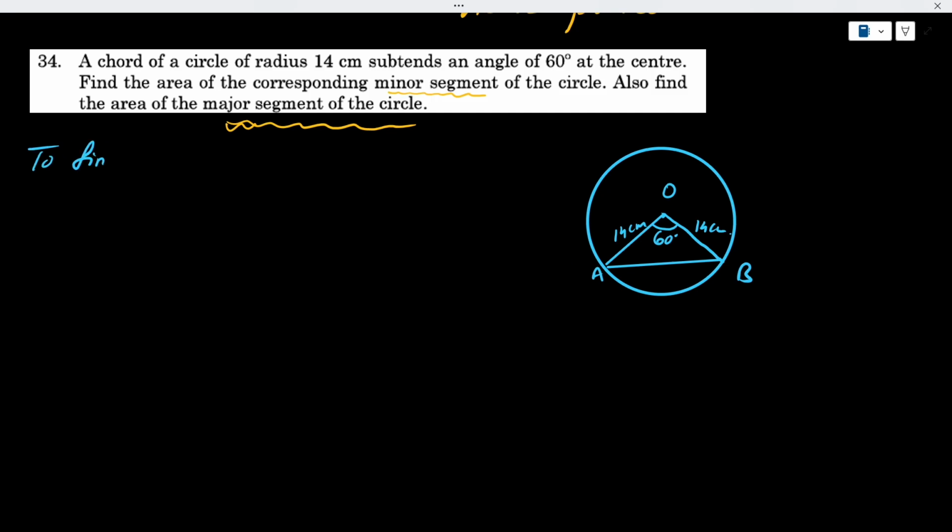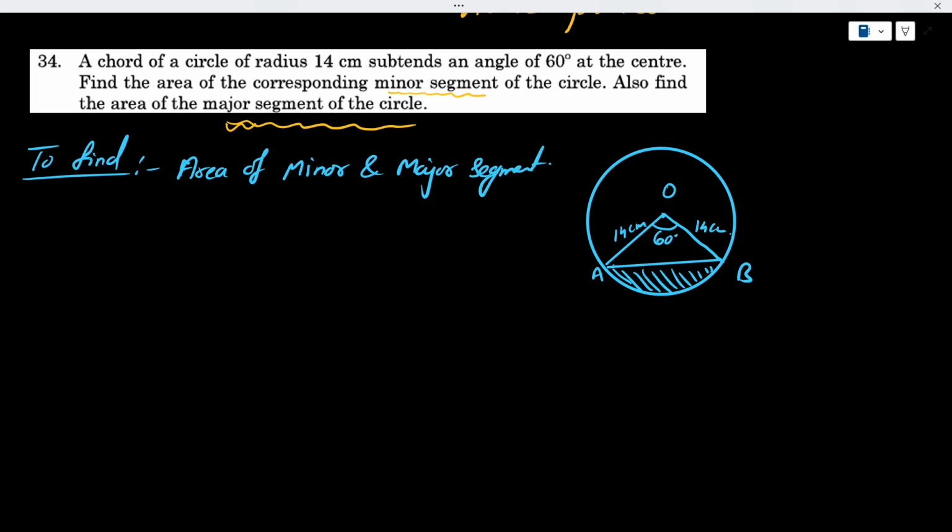To find is nothing but writing down whatever is given after drawing the figure. I'm just writing here what to find. This is called the minor segment. So what do we need to find out here? The area of the minor and major segments, right? So how do we get it here?